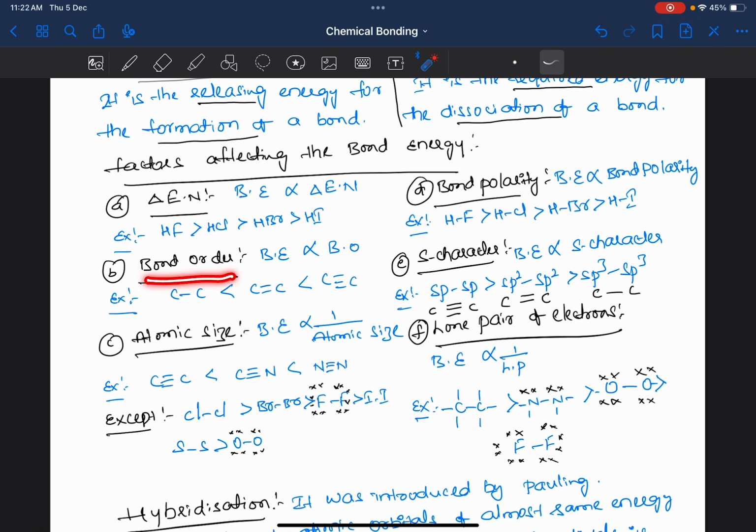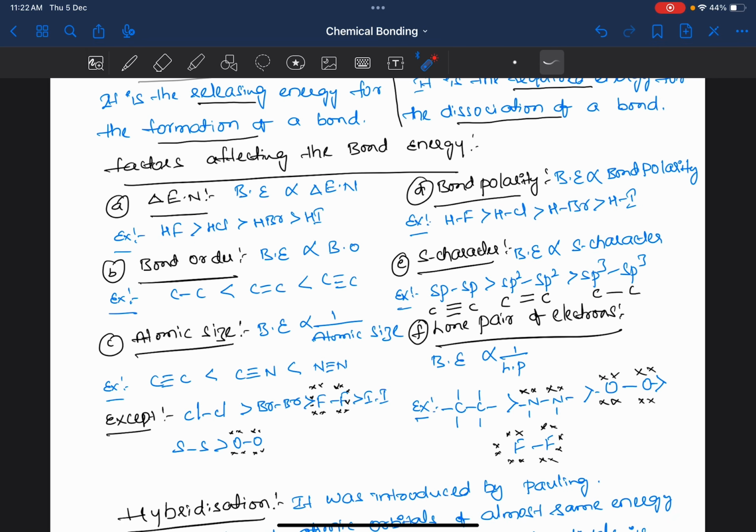And next, bond order. Bond order means number of bonds, so bond energy is always directly related to bond order. On increasing the number of bonds, bond energy increases. And next, atomic size. Bond energy is inversely related to atomic size. See here, I took three types of bonds: bonds between two carbons, between carbon and nitrogen, and between two nitrogen atoms.